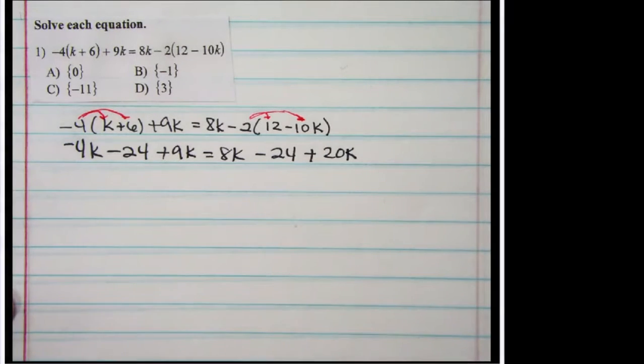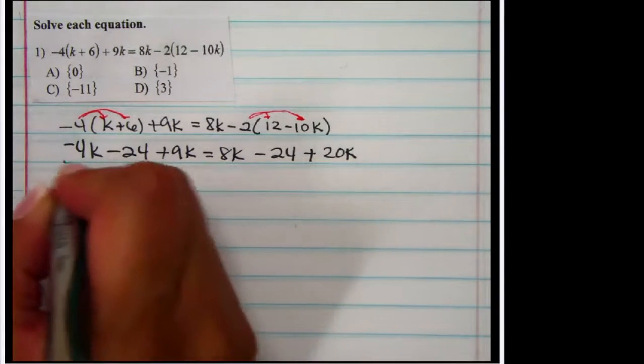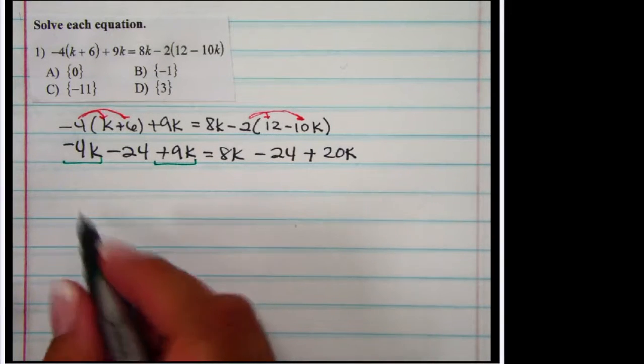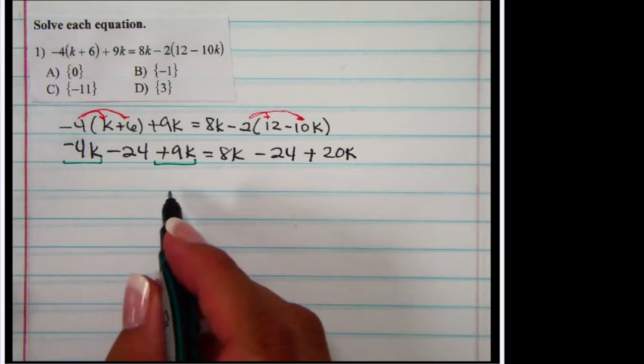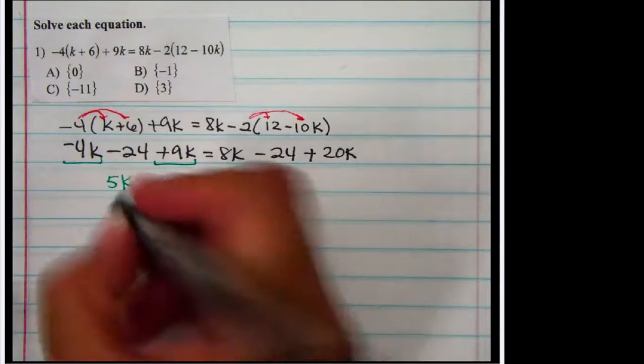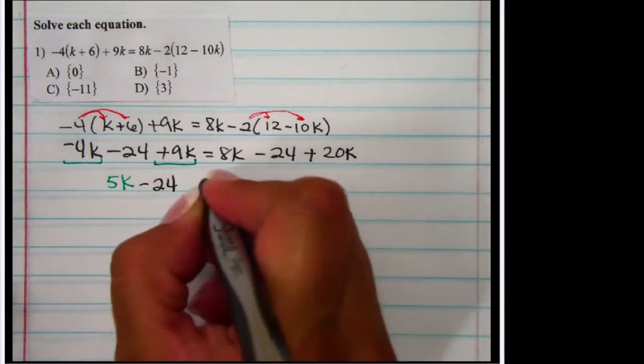Now that I've done my distribution, it's going to be time to collect like terms. So I'm going to look on each side of the equation to collect my like terms. There are my like terms. Negative 4K plus 9K leaves me with 5K. I'm not going to change anything else about that part of the equation.